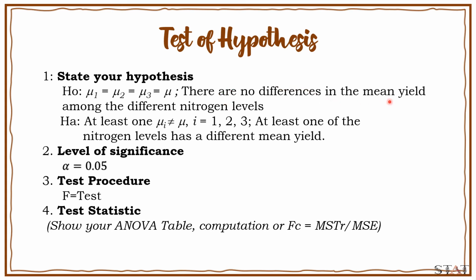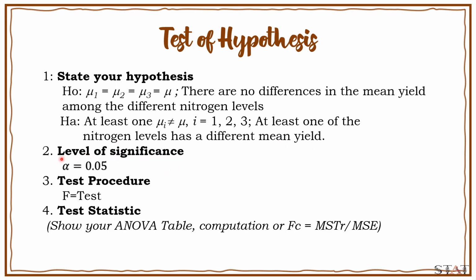There are no differences in the mean yield among the different nitrogen levels. So in other words, if I use 30 kilograms per hectare, 60 kilograms per hectare, or 90 kilograms per hectare, their yield is just the same. So that is our null hypothesis. And then for our alternative hypothesis, we will use: at least one mu i is not equal to mu, where i is 1, 2, 3, because we have the 3 treatment levels, or at least one of the nitrogen levels has a different mean yield.